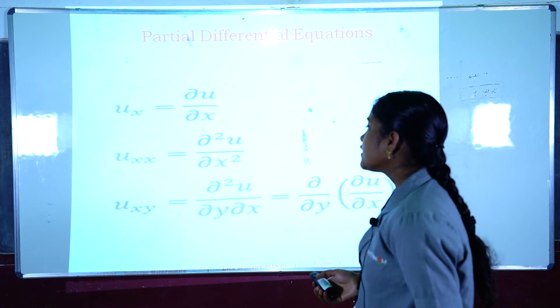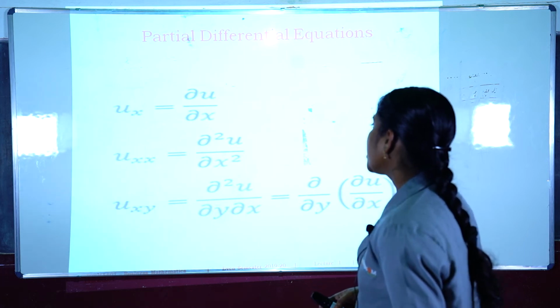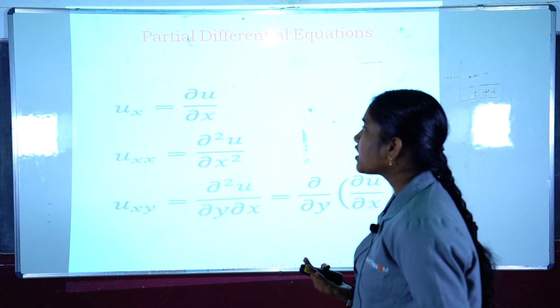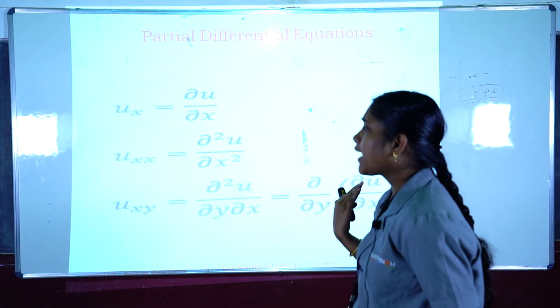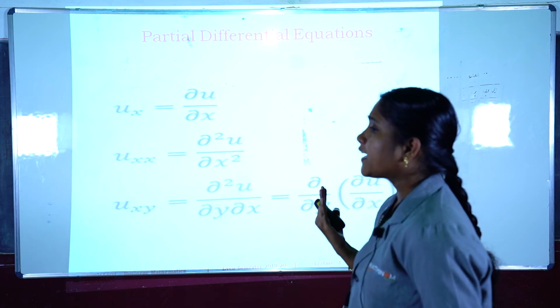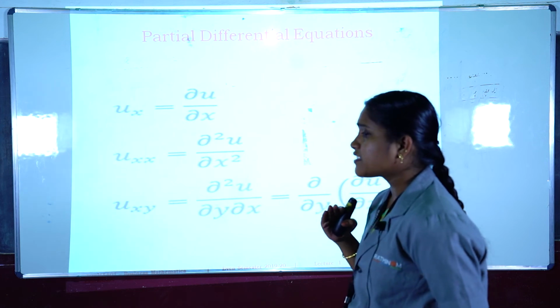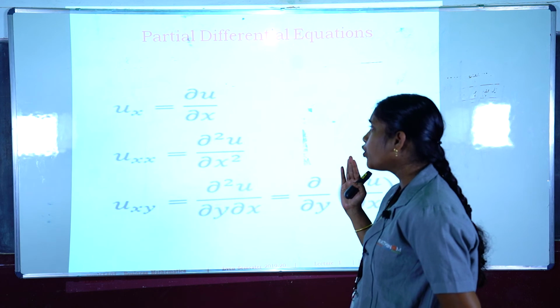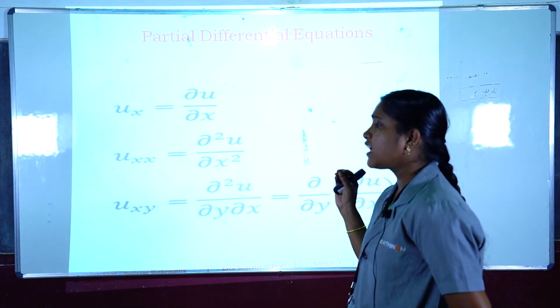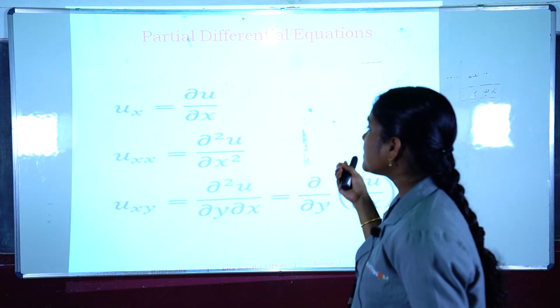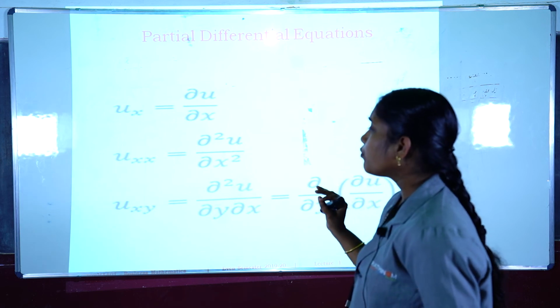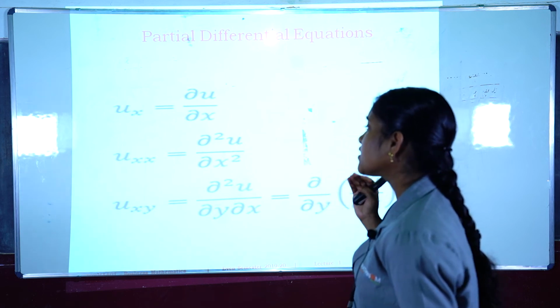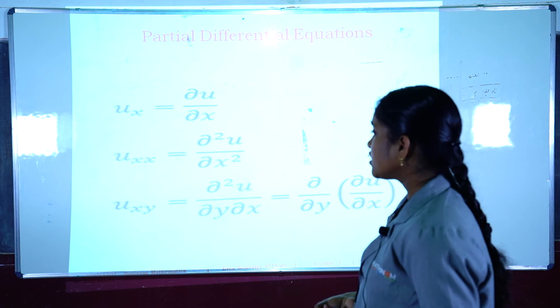So these are a few examples of partial differential equations. When we compare with ordinary differential equations, here we have independent variables, but not a single independent variable. Here we have mentioned a function u. This function is a function of the variables x and y. So we have two independent variables, so it is known as a partial differential equation.